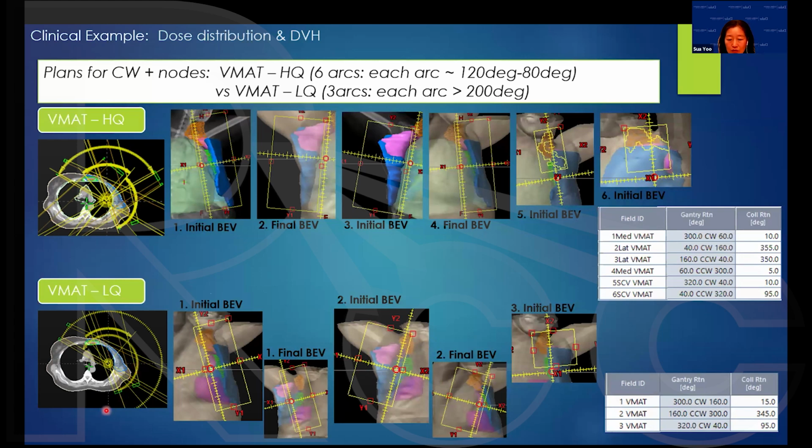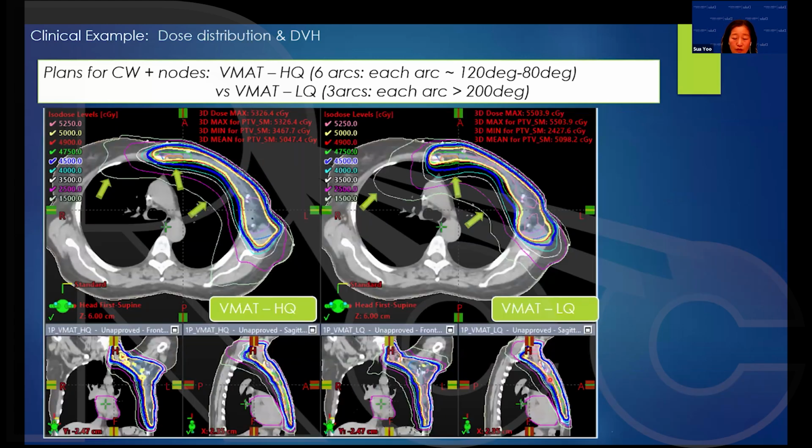Same for the lateral beam. If you go from here to here, initial beam looks okay, but when you go this way, if you do half beam block, you're not even irradiating. Or if you open all the way, and rotate back and forth, it's going to have a lot of low dose bath, which is not desirable. So for dose distribution, if you have a full arc, or if you open up the jaw a lot, you're going to have a lot more low dose bath. Coverage might be better, but our point is we need to reduce the lung dose and heart dose.